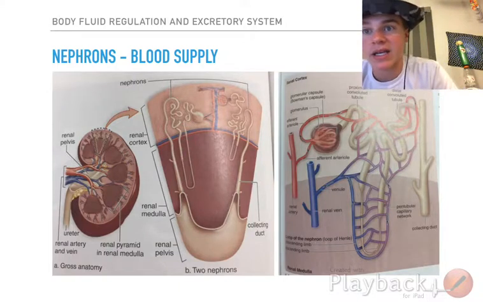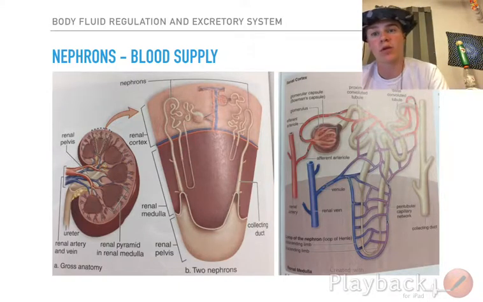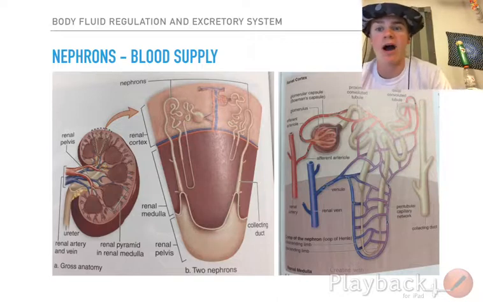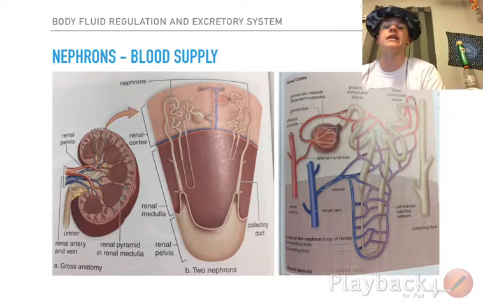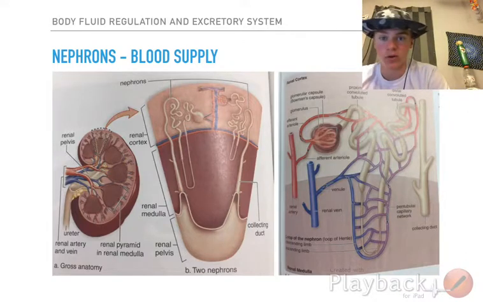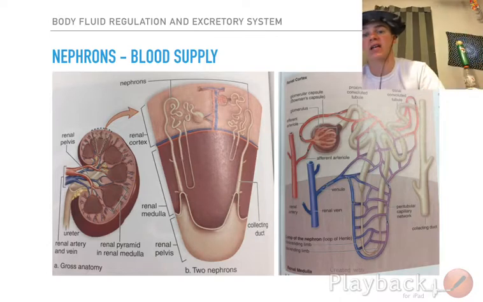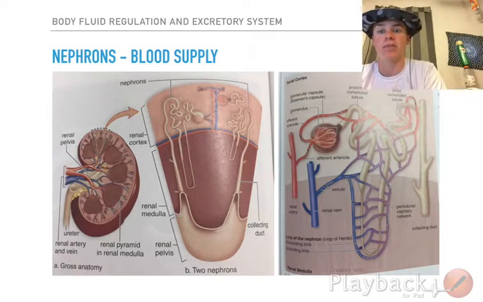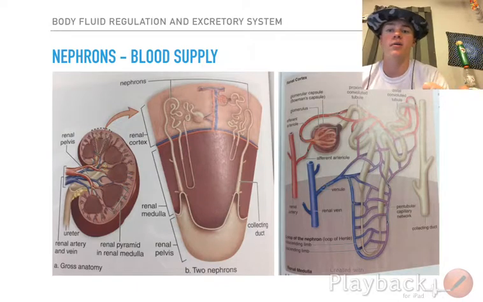It's going to bring in the afferent arterioles into the glomerulus, a.k.a. the Bowman's capsule, which holds it all in there. Then it goes to the proximal convoluted tubule, into the distal convoluted tubule, keeps going through this capillary network, eventually coming up through the venule into the renal vein, back to the ureter. Boom.